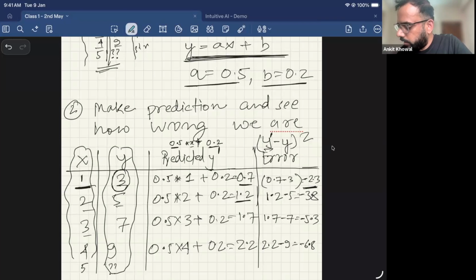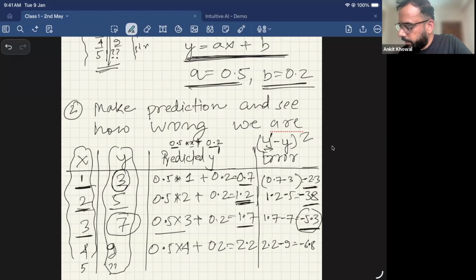Similarly, for data point 2, the predicted Y was 5, but based on these parameters A and B, my value is 1.2. So I'm still at an error of minus 3.8, right? Similarly, for data point 3, I substitute the value and I see 1.7, while from the input data I already know it's 7. So I'm making a wrong guess. This is the loss I have, right?